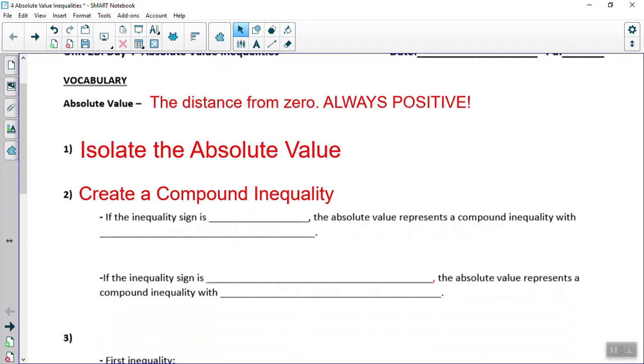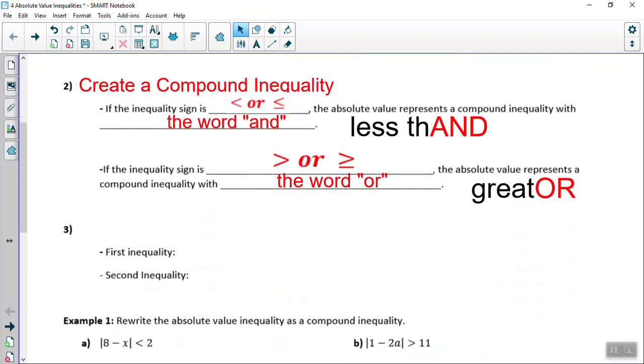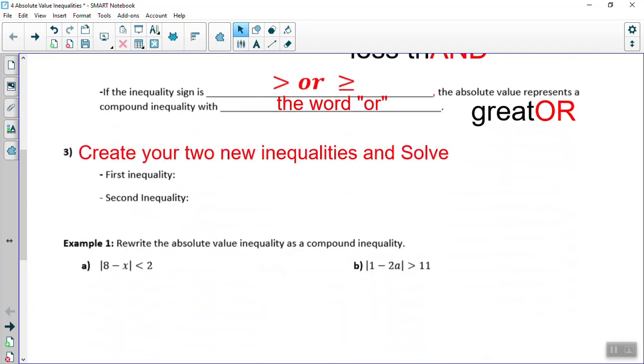All right, so if the inequality sign is less than or equal to, the absolute value represents a compound inequality with the word and. And a way to help us remember that is if we see less than, we're going to say less than and right there. If the inequality sign is greater than or equal to, the absolute value represents a compound inequality with the word or. So a way to help us remember that is greater, or. Right? So greater, or; less than, and. All right, so let's take a look at our next part.